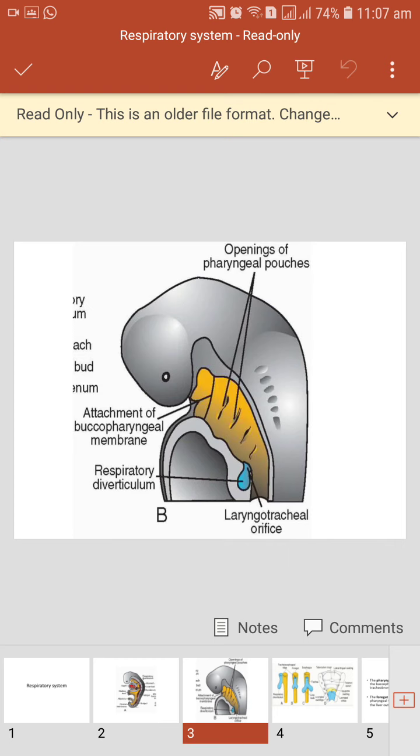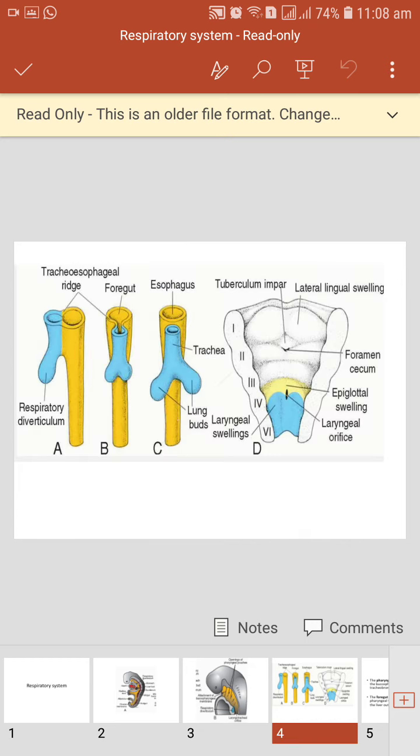This is the diagram showing the respiratory diverticulum arising from the ventral wall of the foregut. In this diagram, also the attachment of the buccopharyngeal membrane, opening of the pharyngeal pouches, and laryngotracheal orifice is shown. In this diagram, you can see here the respiratory diverticulum in blue.